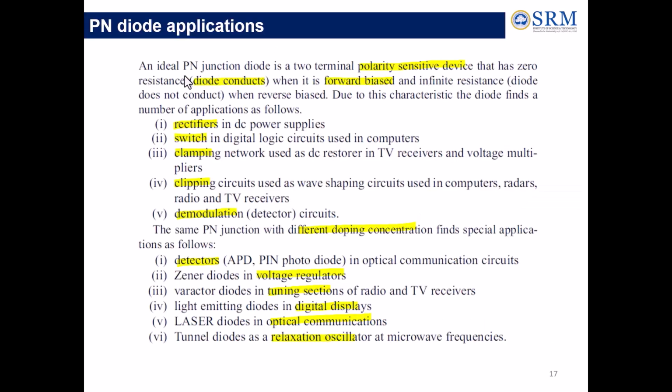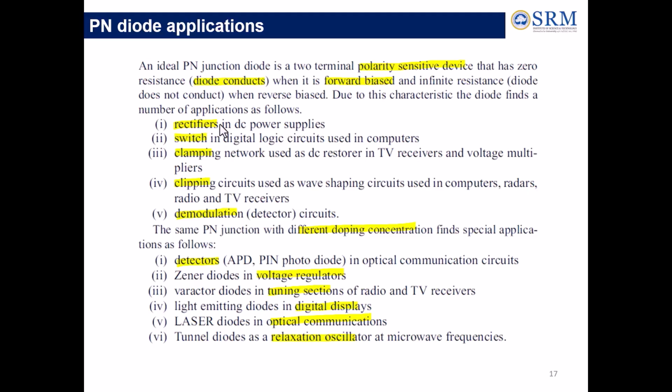Now let us learn the applications of PN junction diode. An ideal PN junction diode is a two-terminal polarity sensitive device. So it has zero resistance in forward bias, that means the diode conducts, and infinite resistance in reverse bias, that means the diode doesn't conduct. Due to these characteristics, there are a variety of applications.